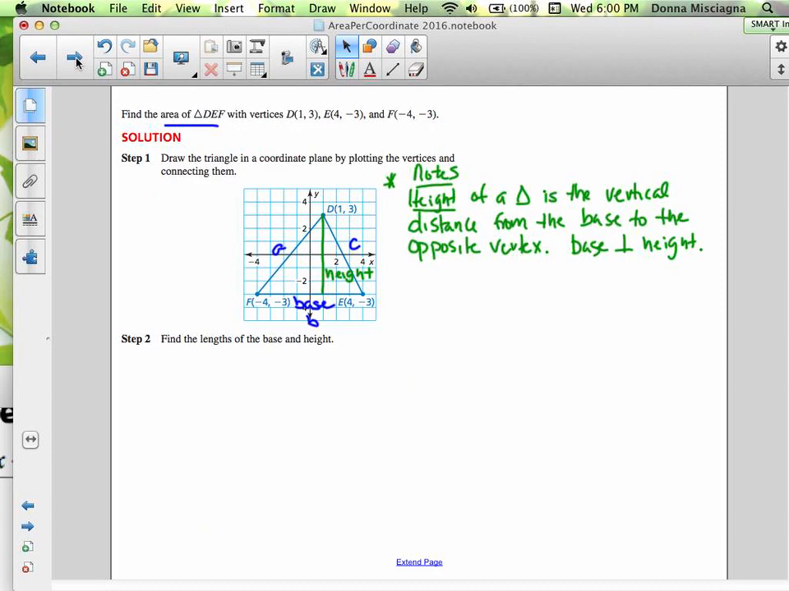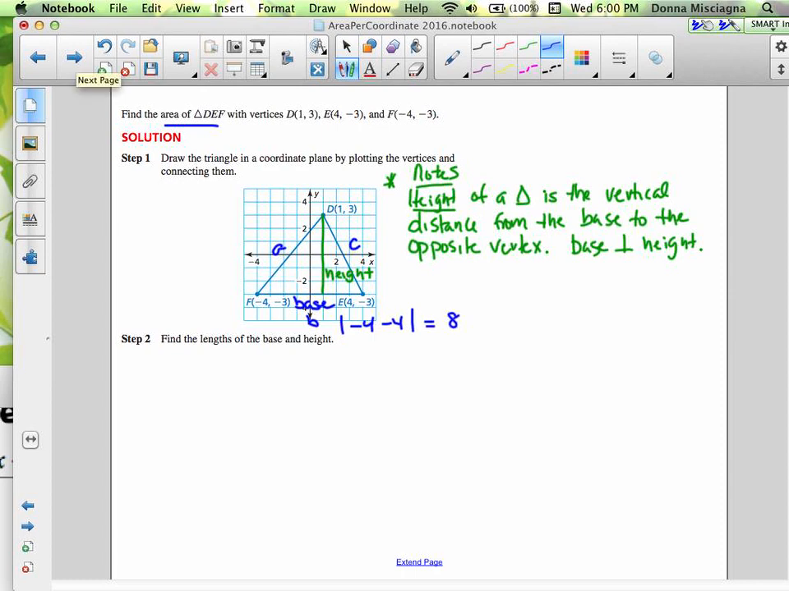So the height of a triangle is the vertical distance from the base to the opposite vertex. Okay, so base is perpendicular to height. All right, so we're going to just find the area here. So this is not a very long problem. We can subtract the x-coordinates to find the base here. It's a horizontal line, so it's the absolute value of the difference between -4 and 4, and that would be the absolute value of -8, or 8.